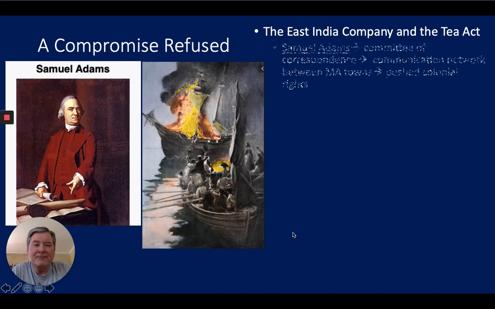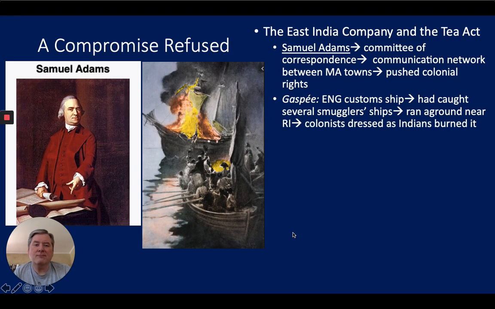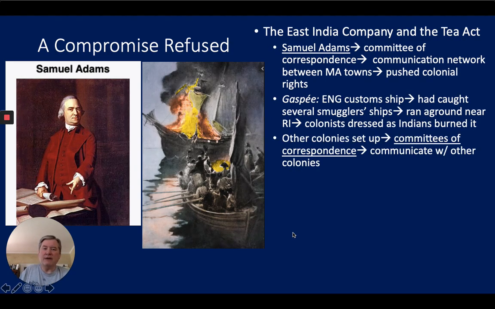All right, Tea Act. So you've got the East India Company, the Tea Act, and Sam Adams, who's created the Committee of Correspondence, where the various patriots are sending information back and forth. They burn the English customs ship Gaspee.